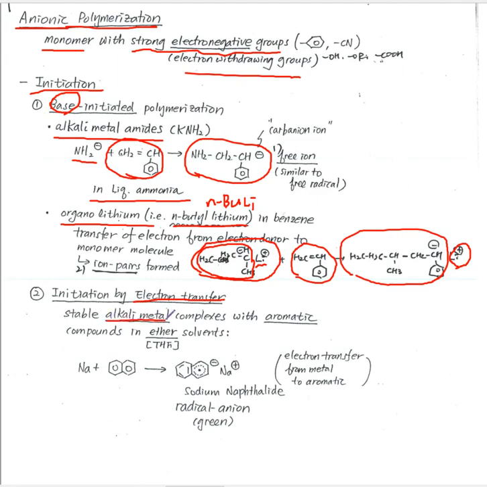For example, an alkali metal with an aromatic compound in ether solvent, for example sodium, can react with naphthalene, forming sodium naphthalide. It's a radical anion, and there's a positive ion here. Basically, this sodium transfers one electron into this naphthalene, forming this sodium naphthalide structure.